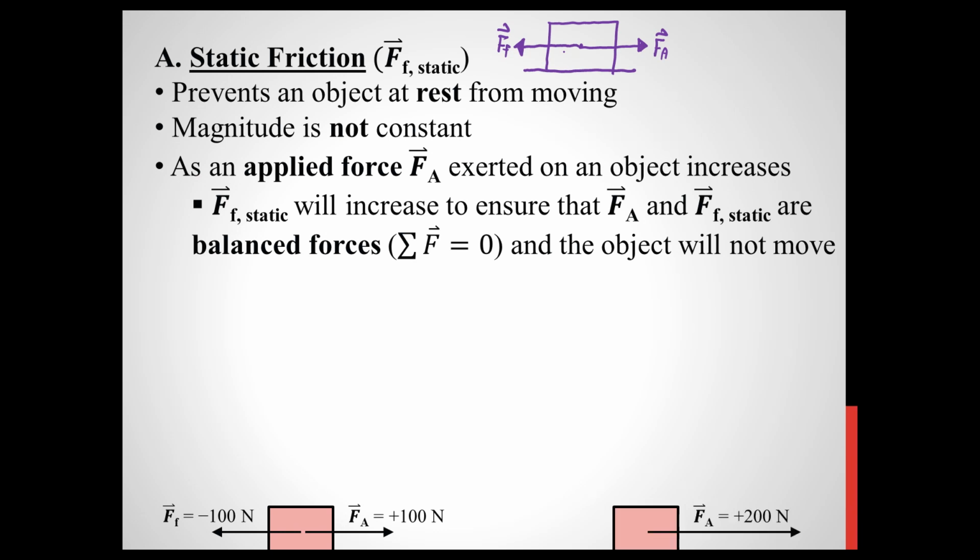If you increase the magnitude of this force to positive 200 newtons, once again, the force of static friction is just going to offset your applied force. If the object's not moving in static equilibrium, it means the sum of the forces is equal to 0. Therefore, if you increase the applied force to positive 200 newtons, the force of friction would then increase to 200 newtons, although in the opposite direction. This is what I mean by the magnitude is not constant. The force of friction is going to change depending on how hard you pull on the object.